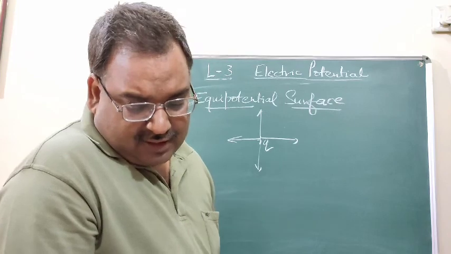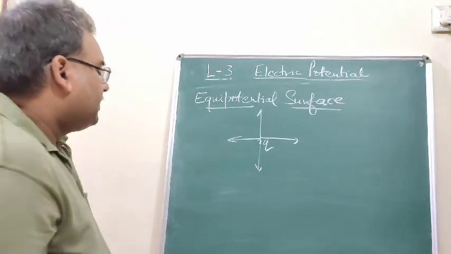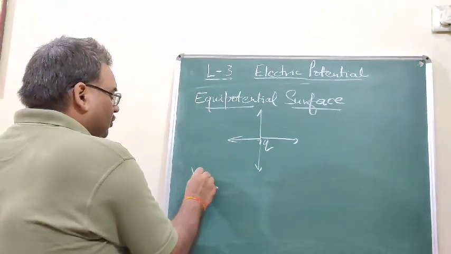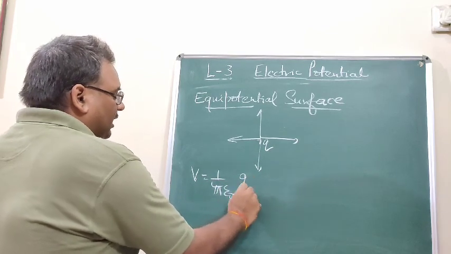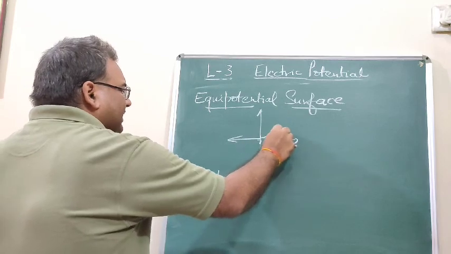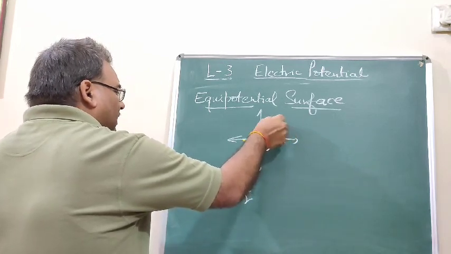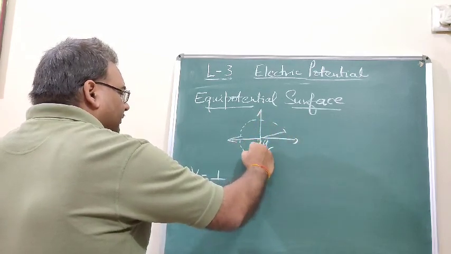Now, we know that the potential is given by the formula V equal to 1 upon 4 pi epsilon naught q upon r. So at a distance r, we draw a sphere.